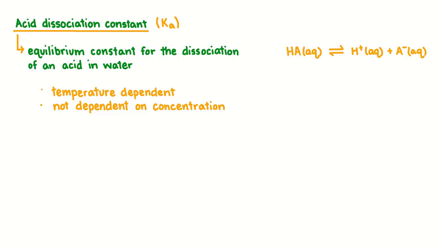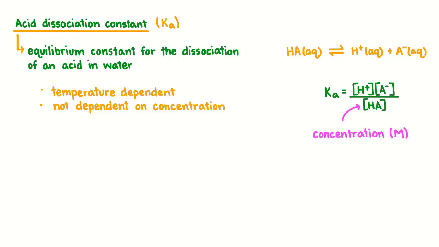For the dissociation of a generic monoprotic weak acid, represented here by HA, we can write this acid dissociation constant expression. The brackets indicate that we should use the concentration of each species. And as we are calculating an equilibrium constant, we should use the concentrations at equilibrium.